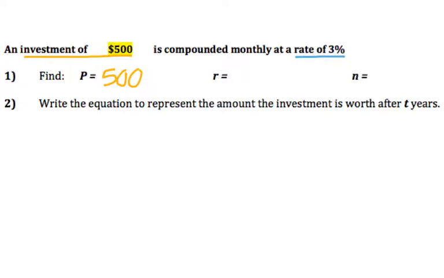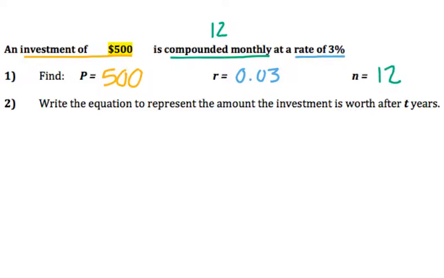And just as we've done with our exponential equations and the equations we've done before that, our inequalities with percentages, we always convert our percentage to a decimal. So R is 0.03. Now the N. Remember, N is the number of times it's compounded in a year. And here it says it's compounded monthly. And there are 12 months in a year, so N is 12.